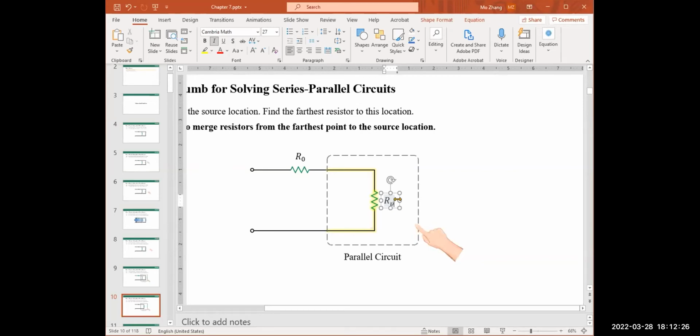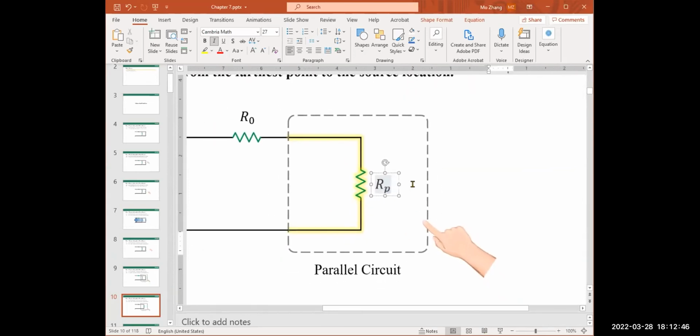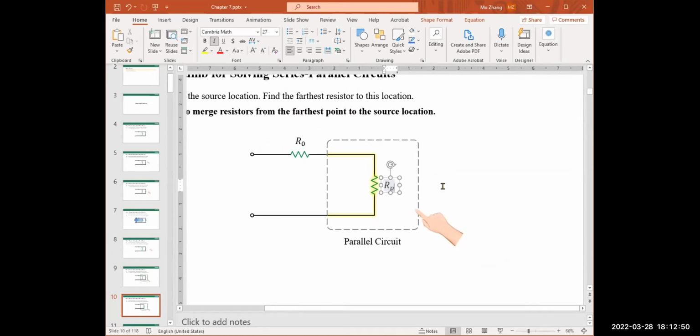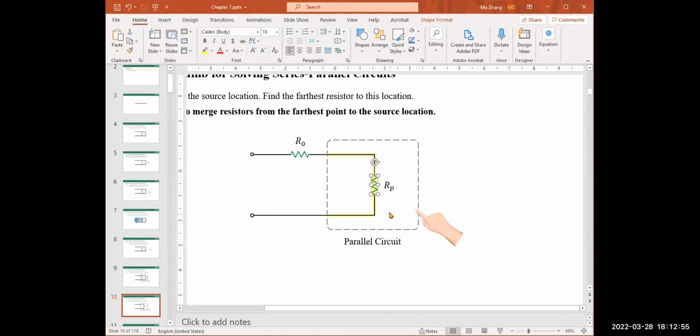If you use RS, the S can be confused with source resistor. So that's the scenario we should prevent when naming a resistor. Other than that, other names all apply. Here I just call it RP, where P stands for the original parallel circuit. So after merging those two resistors, there is a single resistor here.